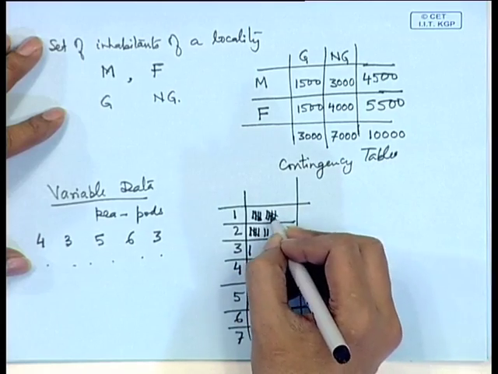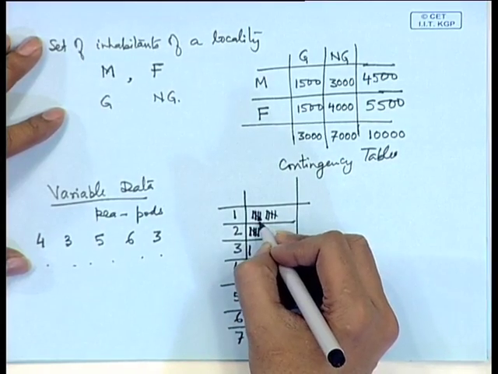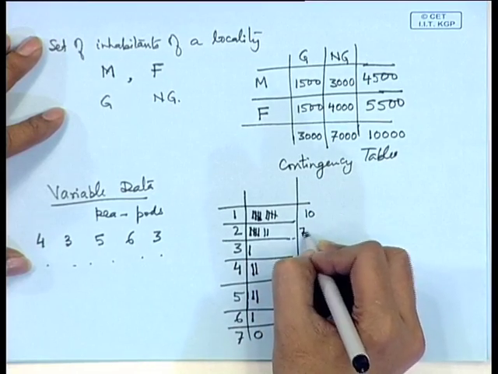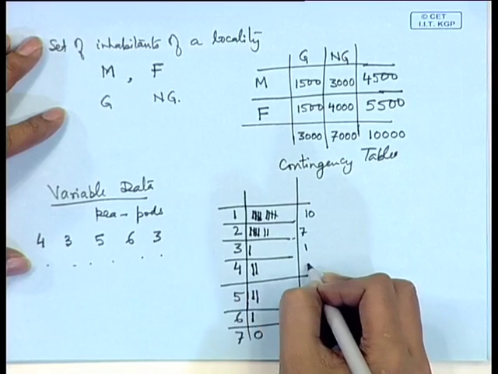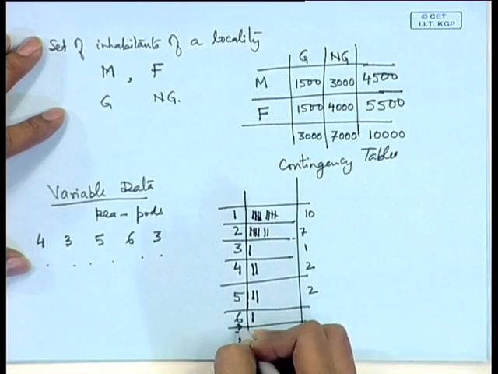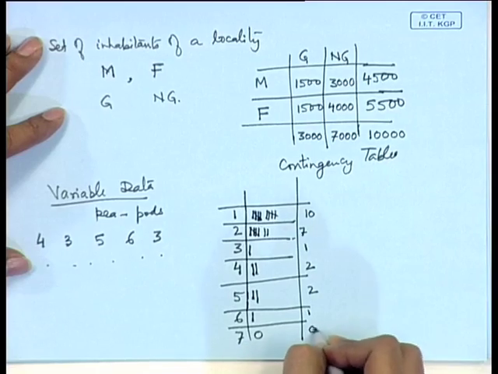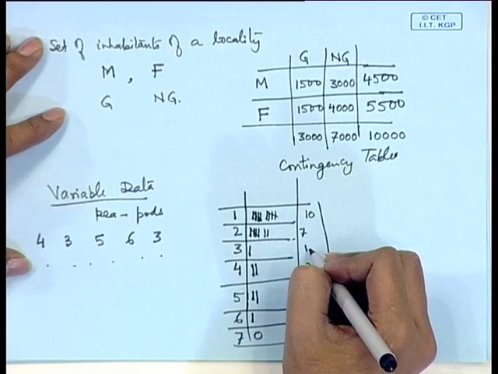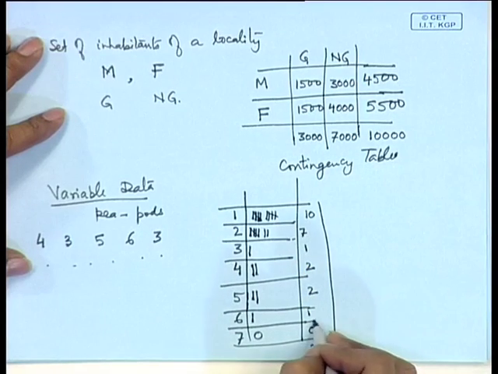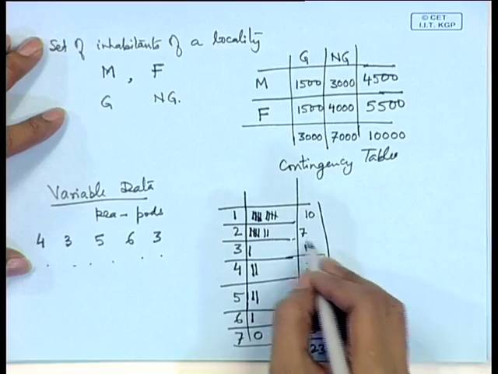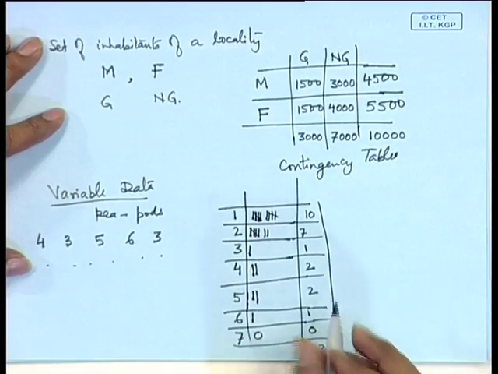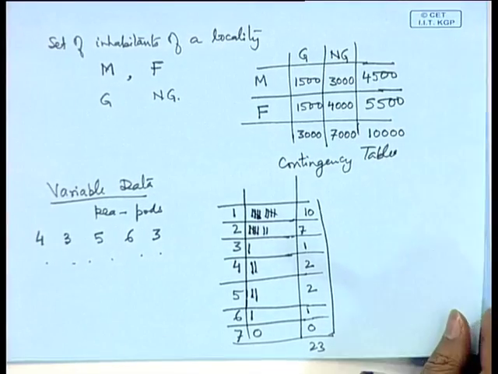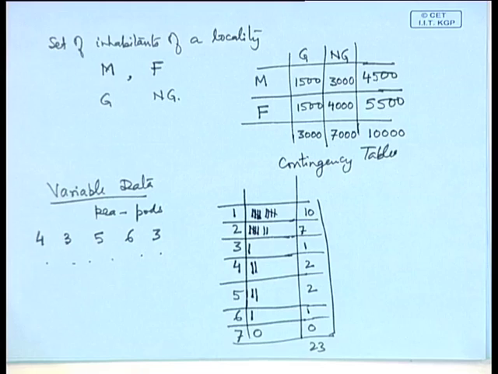So, suppose I have observed only this much, we can consider the frequency distribution as corresponding to 1 it is 10, corresponding to 2 it is 7, corresponding to 3 it is 1, corresponding to 4 it is 2, corresponding to 5 it is 2, corresponding to 6 it is 1, corresponding to 7 it is 0. So, if I have taken only these many pea pods, this is 23; out of 23 pea pods the frequency distribution of the number of peas is given by this.